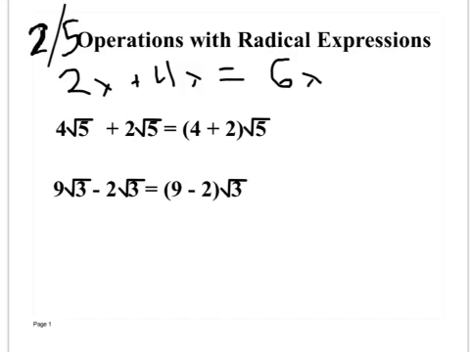Here you've got 9 square root of 3 minus 2 square root of 3. All you do is combine 9 minus 2. You do the numbers in the same operation. 9 minus 2, so you would get 7 square root of 3. That would be your answer. Here would be 6 square root of 5. Okay, those are your answers.